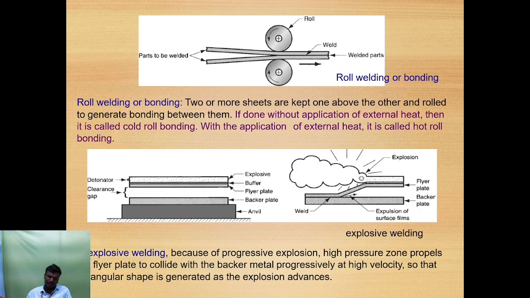In the explosive welding process, because of progressive explosion and high pressure zone, the flyer plate collides with the parent metal progressively at high velocity, so that an angular shape is generated as the explosion advances.